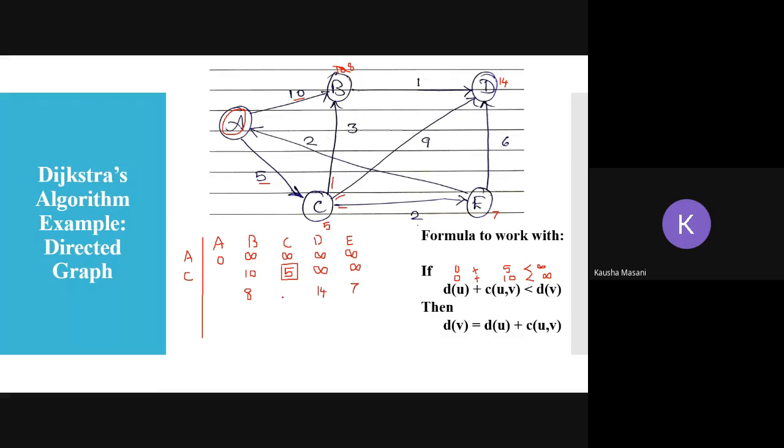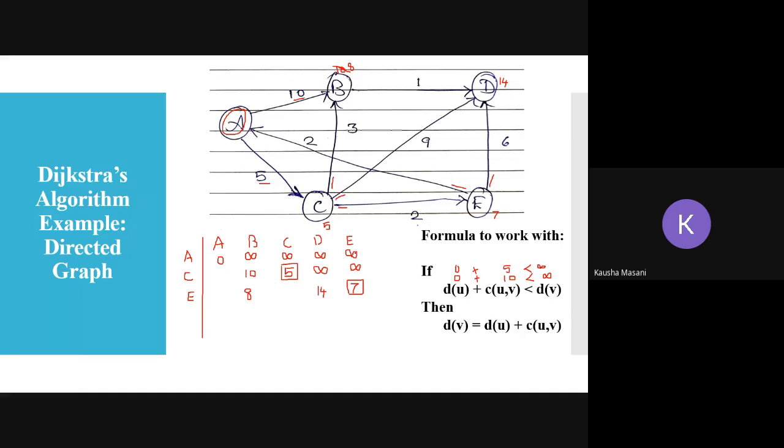Now again repeat the same process. Look for the vertex whose distance is the smallest. E. So now you are going to consider E as your source. Fine. Now for E, it can reach A, and it can reach D.